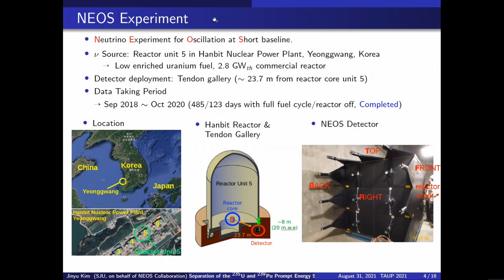The introduction of the NEOS experiment. NEOS stands for Neutrino Experiment for Oscillation at Short baseline. Hanbit reactor unit 5 is used as the neutrino source, and the detector is placed in the tandem gallery about 23.7 meters from the reactor core. NEOS 2 was performed from September 2018 to October 2020, and acquired about 500 live days of data, including a full fuel cycle. There are 2 reactor-off periods, which acquired about 30 and 90 live days of data each.